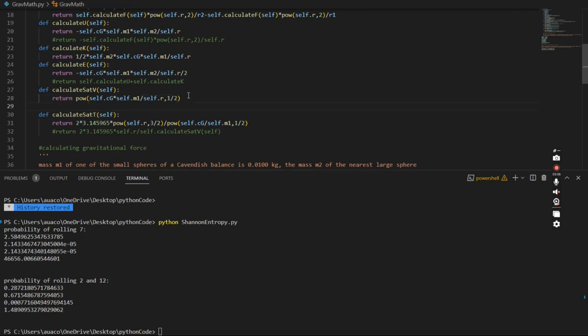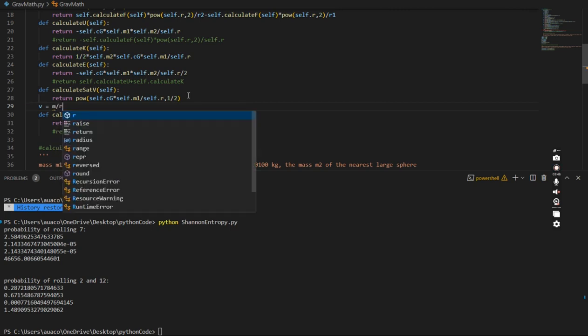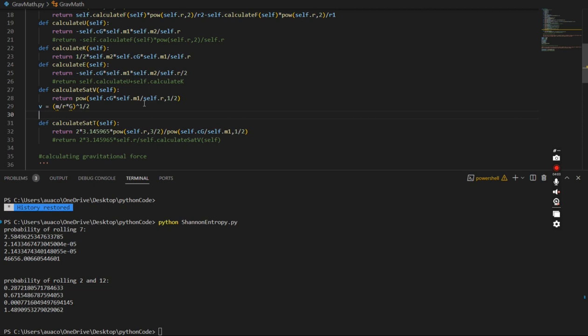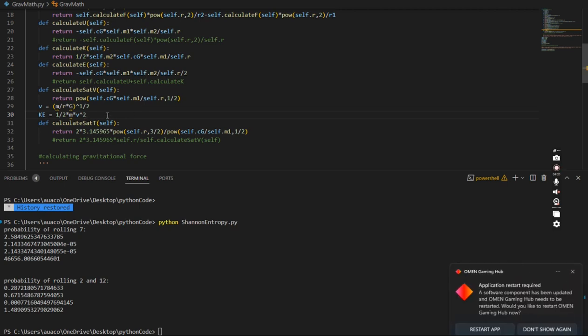I can show you. So this is velocity. V equals m over r times g, and then this to the 1/2. And what originally it was, kinetic energy equals 1/2 times m times v squared. And so that velocity is calculated, derived that way.